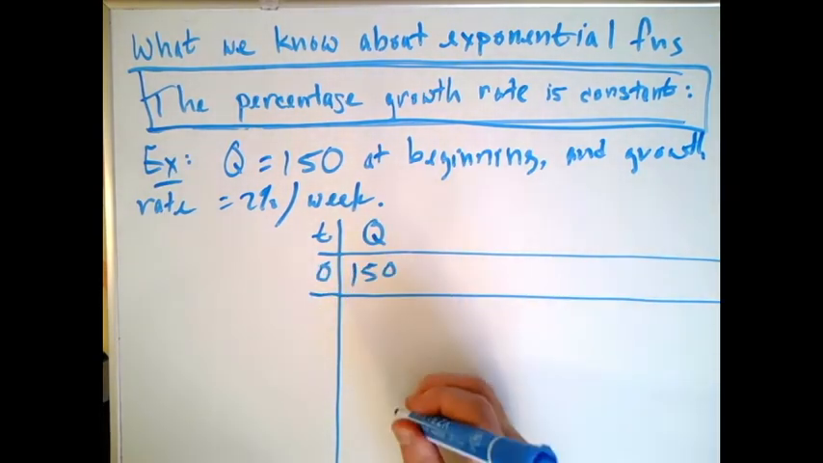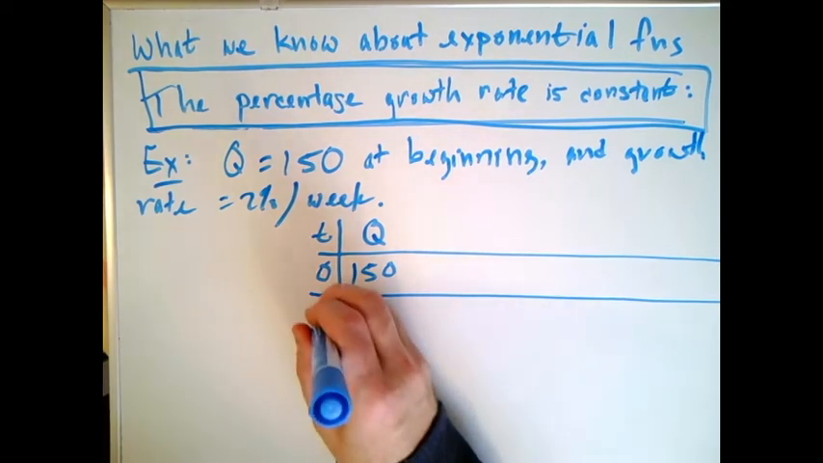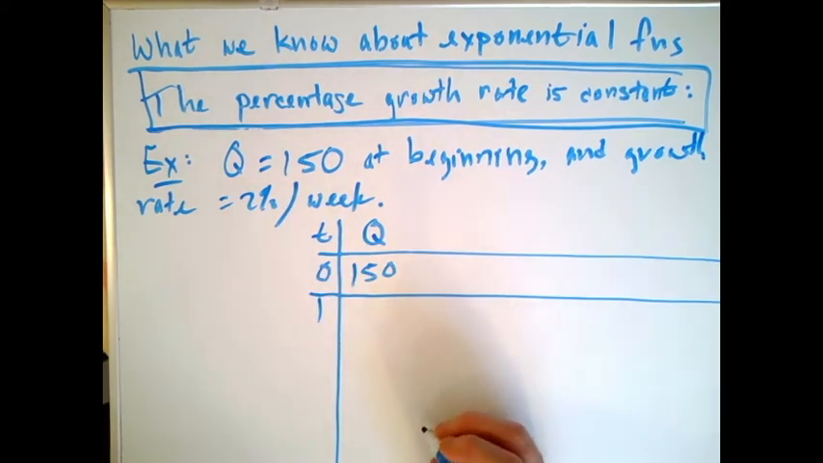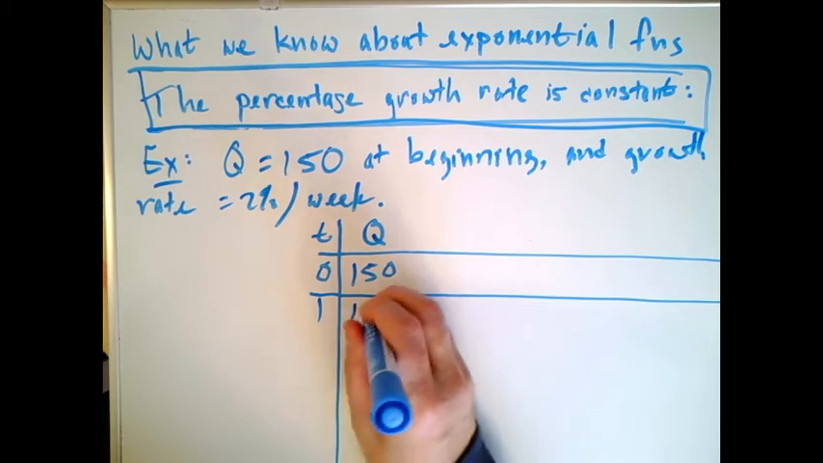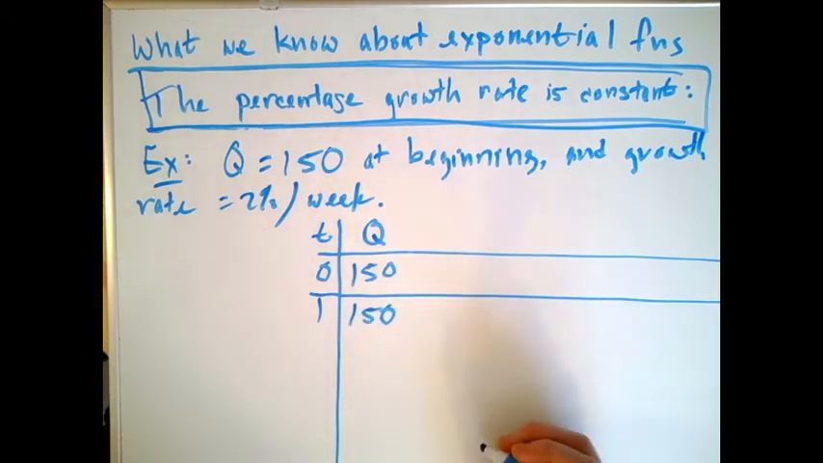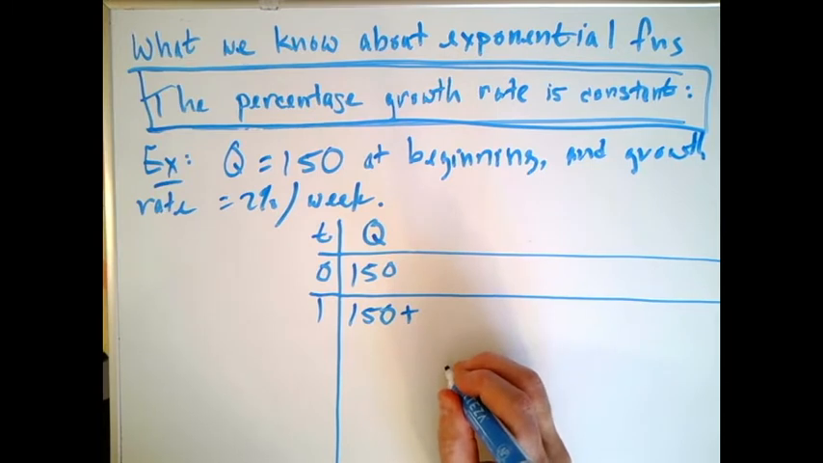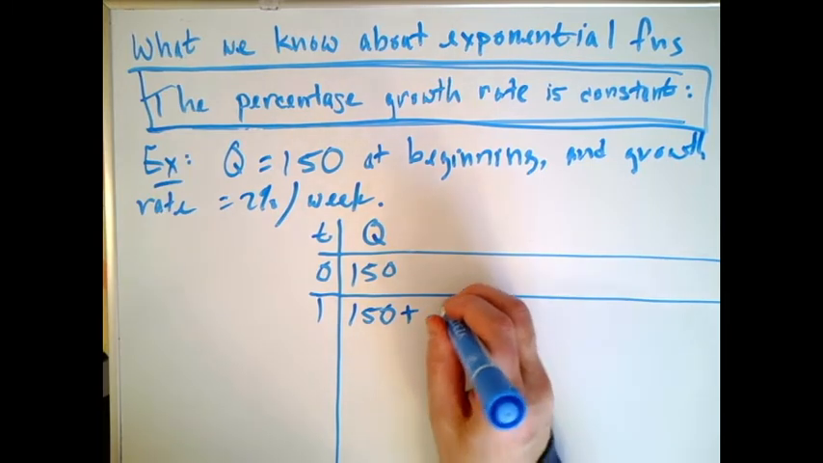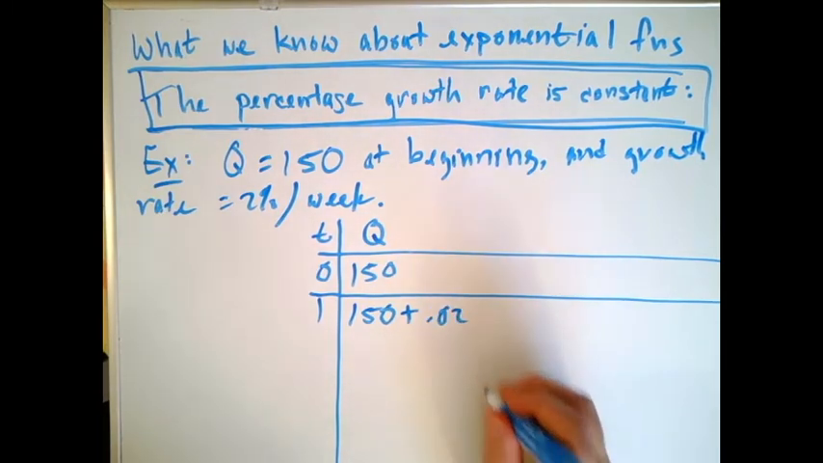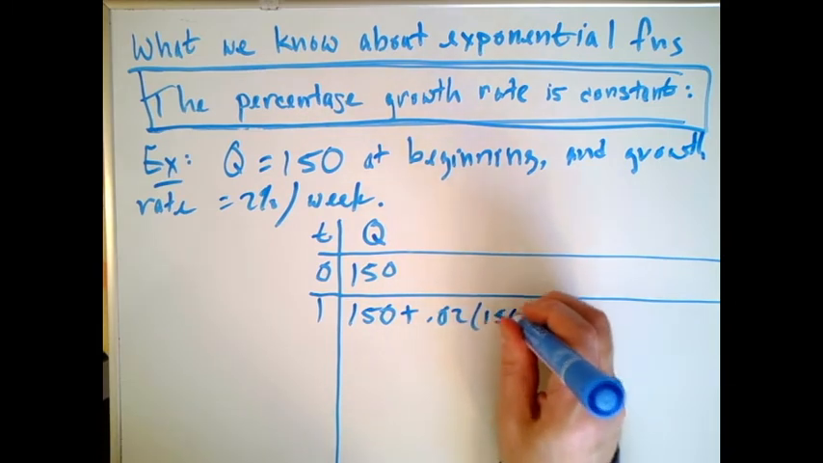Now, they said it grows 2% per week. So I'm going to let a week go by. Now, what happens? Well, we still have the 150 we had last time, but it grew 2%. And what that means is we add 2% of 150 to it. So here's 2%. Here's the 150, like that.